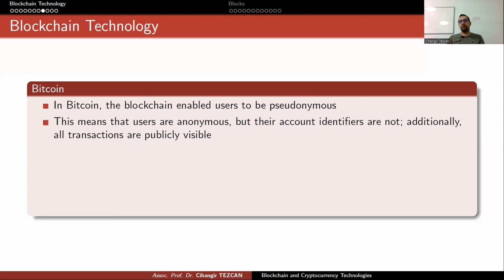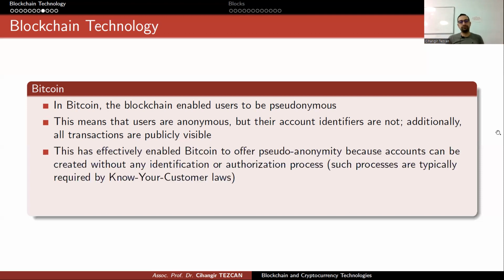But of course, there are ways to link it to real people. For instance, if you want to gather some money, and you put your Bitcoin or Ethereum address and tweet it, then we know who you are, right? This has effectively enabled Bitcoin to offer pseudo-anonymity because accounts can be created without any identification or authorization process. Such processes are typically required by know your customer laws.